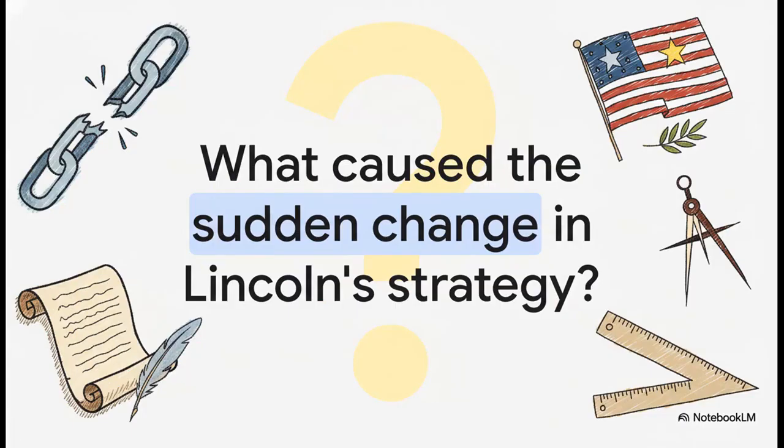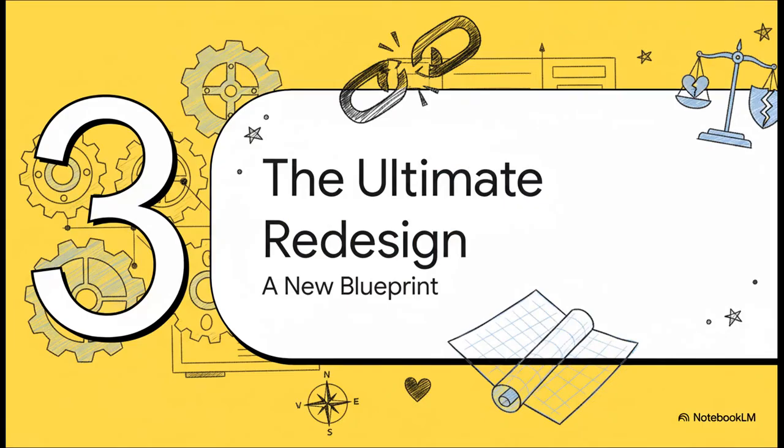Which brings us to the big question, right? In September of 1862, Lincoln publicly said that an Emancipation Proclamation would be as useless as a Pope's bull against the comet. Then, just 9 days later, he issues a preliminary one. So what on earth happened? What forced such a massive, whiplash-inducing pivot? Well, all that intense pressure led directly to the climax of our story, the ultimate redesign of the war's entire purpose and the nation's very identity.